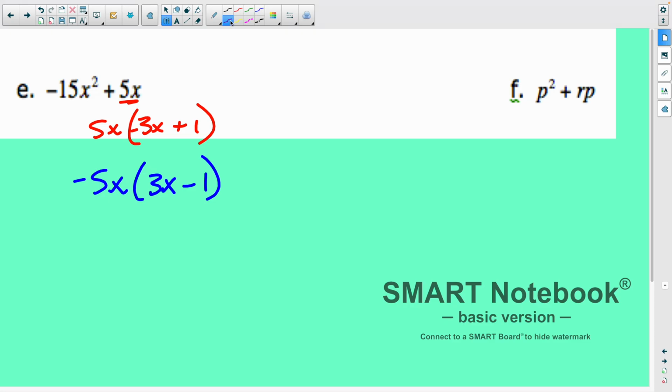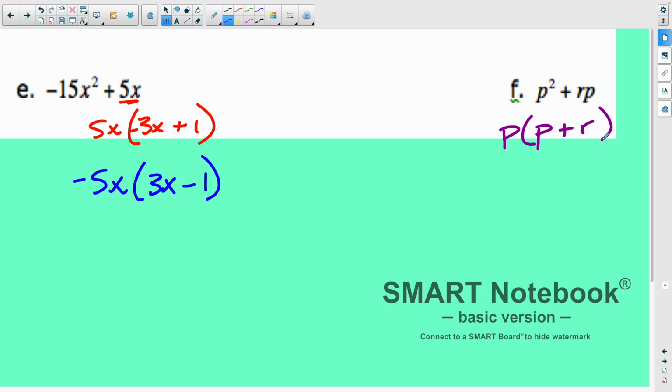On this last one over here, I've got p squared plus rp. What I'm trying to show you on this one is that you don't have to pull out a number every time. Sometimes it could just be a variable. So in this case, they had the p in common. Take the p out, and there's what I would have. Okay?